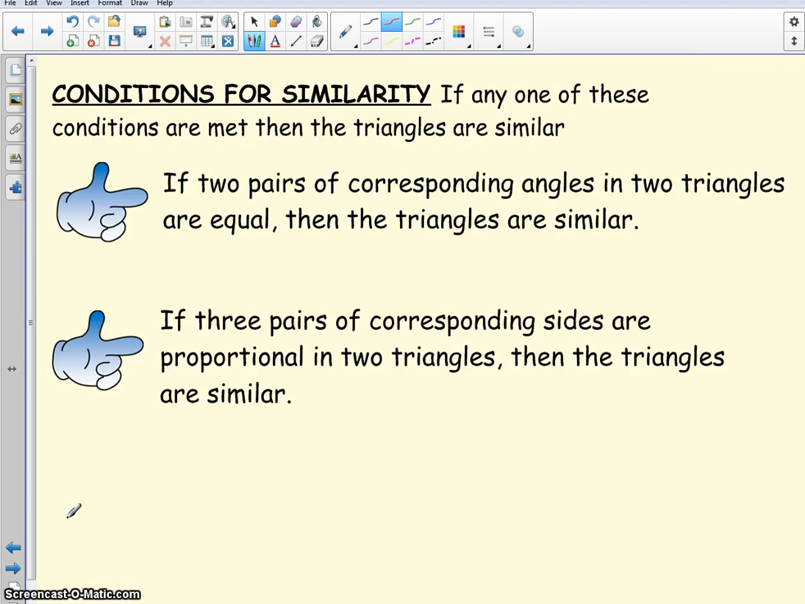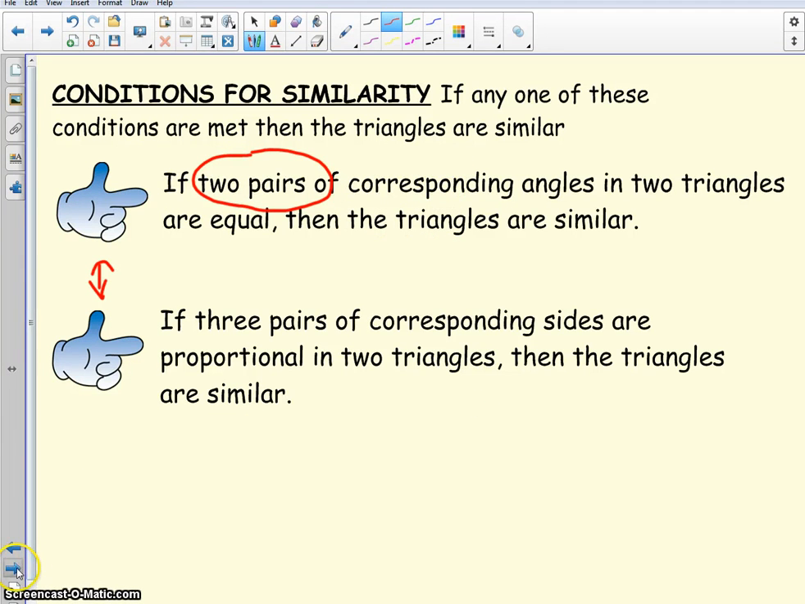Last thing before we move on and try some examples: if you're trying to show that two triangles are similar to each other, you just need to prove one of these two statements. If either one is true, it implies the other is true as well. If two pairs of corresponding angles in two triangles are the same, you can say the triangles are similar. You only need to find two pairs equal, because the third will automatically be the same, since all the angles have to add to 180 degrees. Or if you can show that all three pairs of corresponding sides are proportional, you can show they're similar that way.